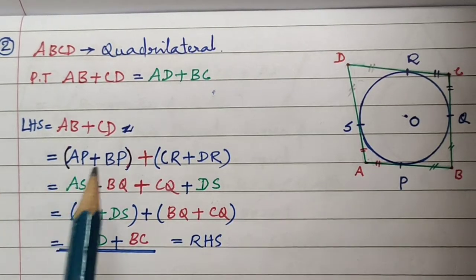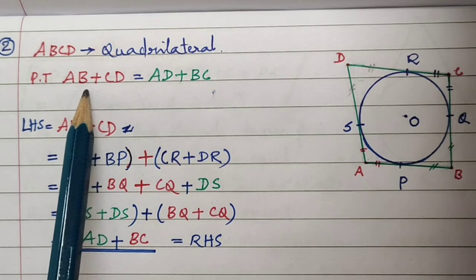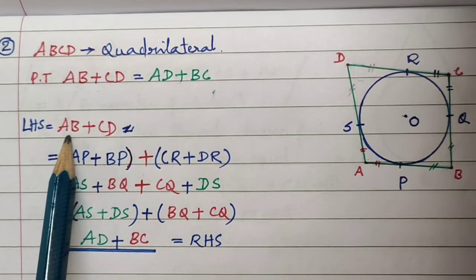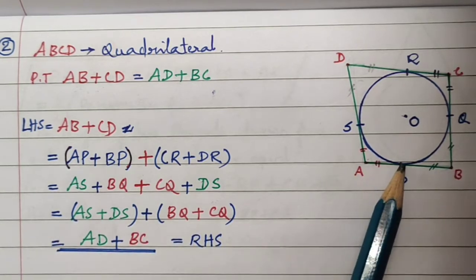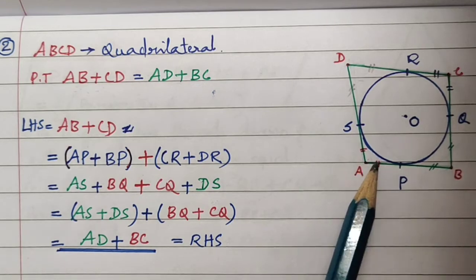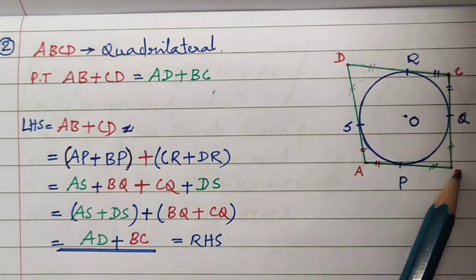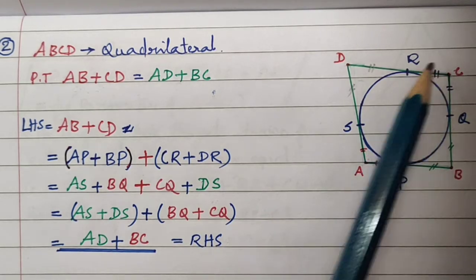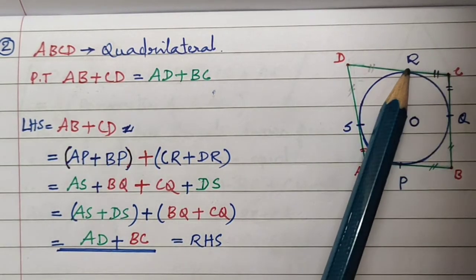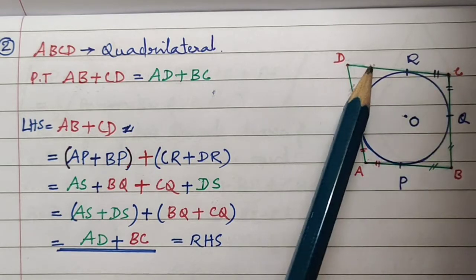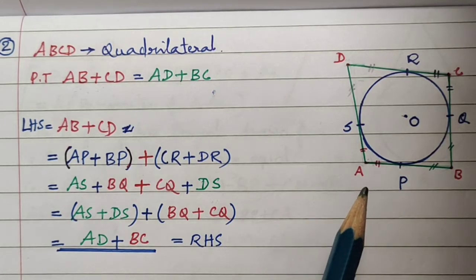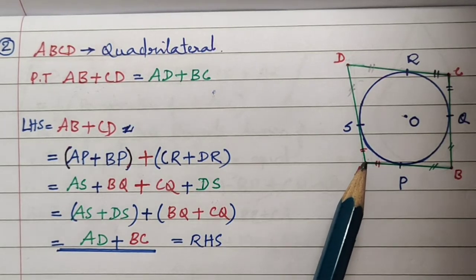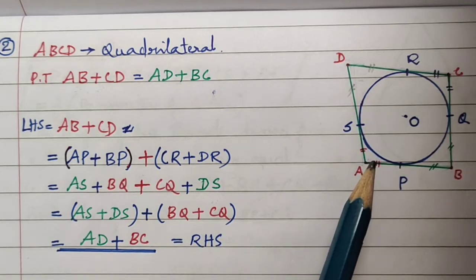Now let us take the LHS, what we need to prove: AB plus CD. AB can be written as AP plus BP. And CD can be written as CR plus DR. This is equal to this plus this. Now we know from the tangent properties of a circle, for two tangents drawn from the same point, the lengths of these tangents are equal.